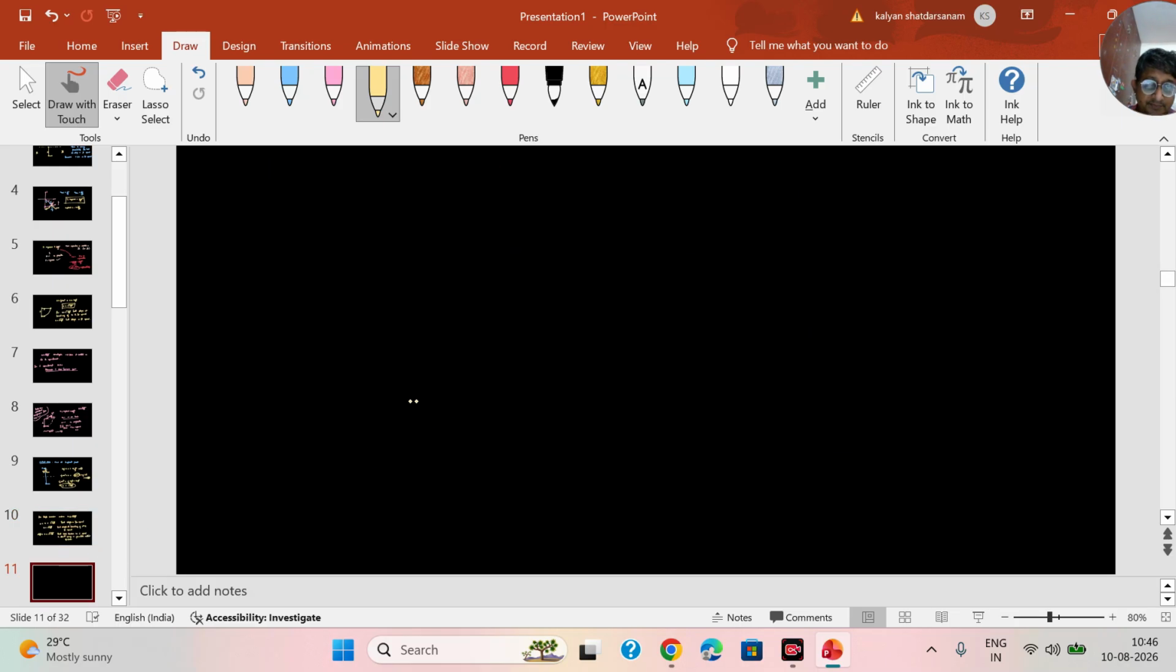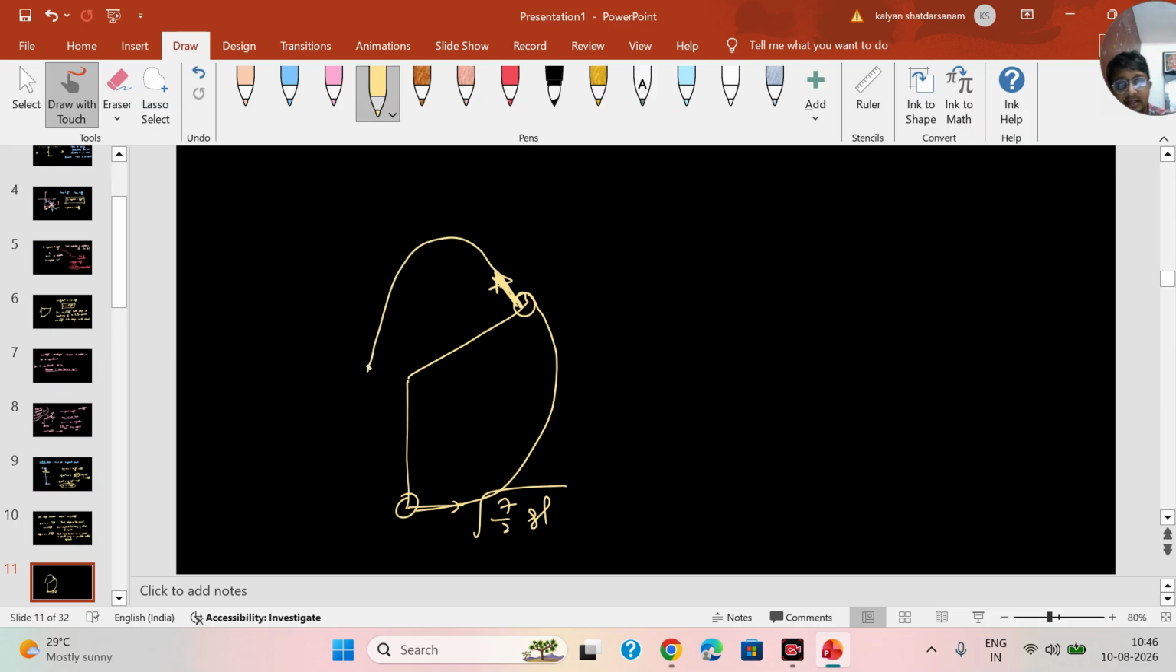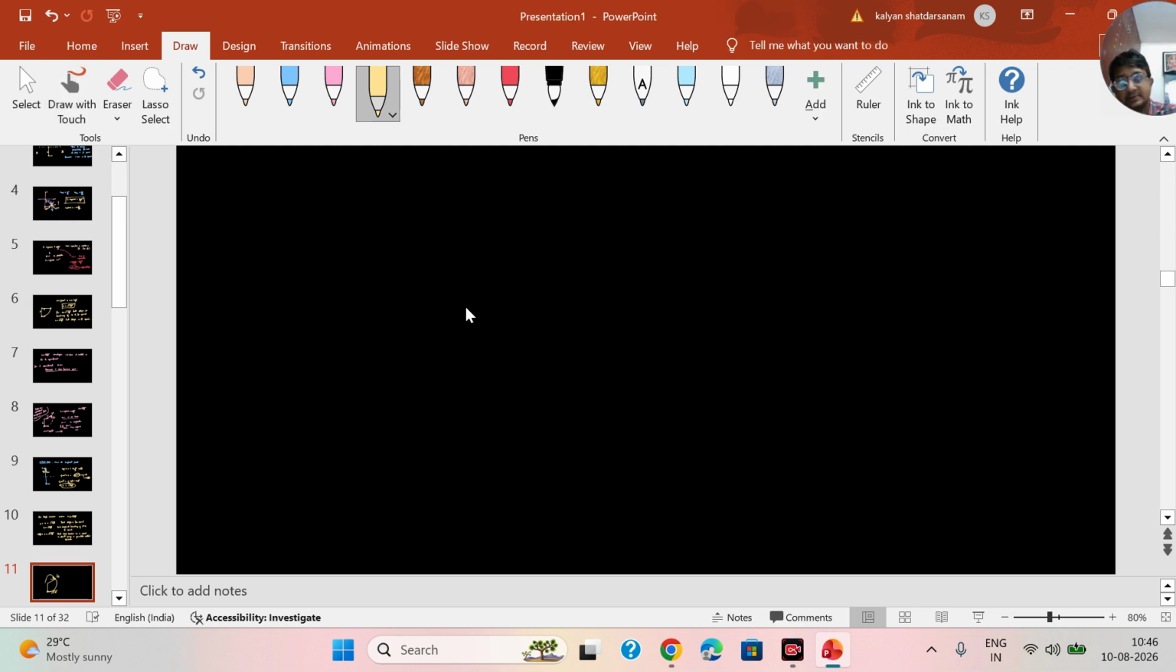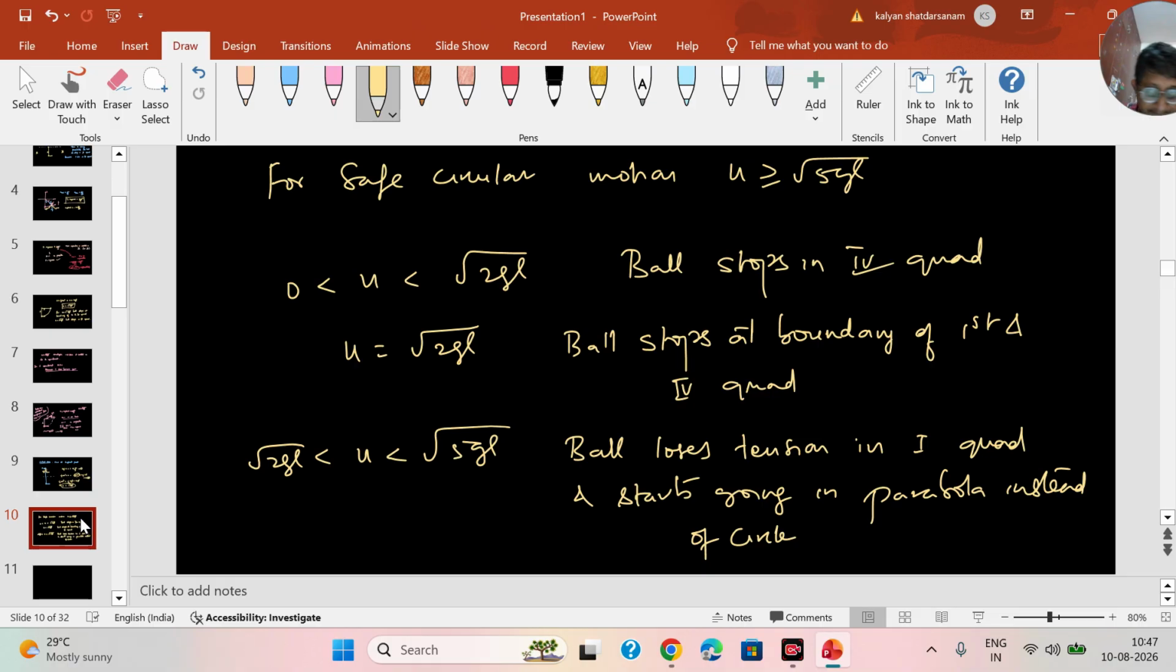See, for example, suppose I gave root 7 by 2 gL, something like this. It went somewhere, tension became 0. From there onwards, the velocity is still there. Now it will go in a parabolic path like this, something like that. Because once tension becomes 0, there is only gravity. It's like a projected ball now. Ball projected. So it goes in a parabolic path. That's the idea.